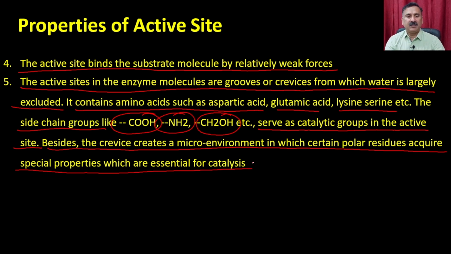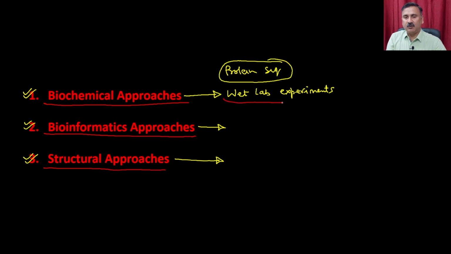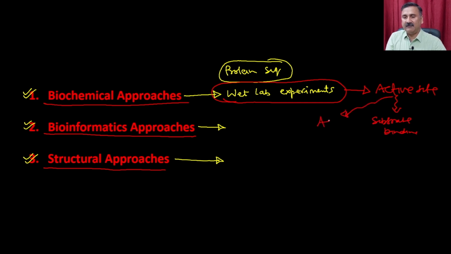Now, the first question comes: how can we identify the active site on an enzyme? There are three approaches one can use. Approach number one is the biochemical approach. Approach number two is the bioinformatics approach, and the third is the structural approach. Biochemical approach means you are going to do wet lab experiments to know where the active site is. And you know that the active site means the site which is going to have the substrate binding, and the place which is going to have the residues, right? So active site residues which are going to facilitate the catalysis.